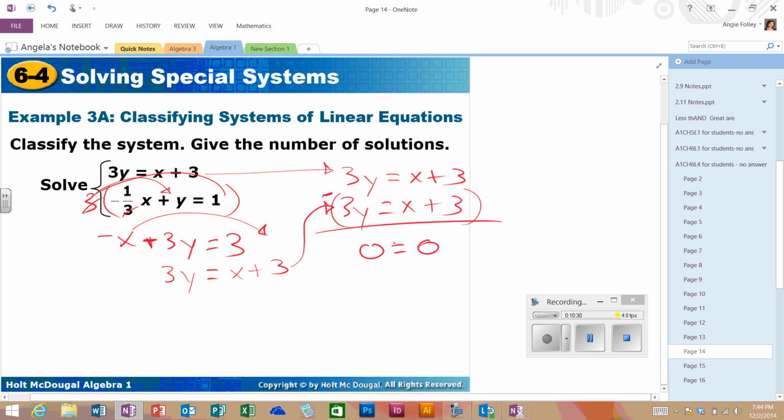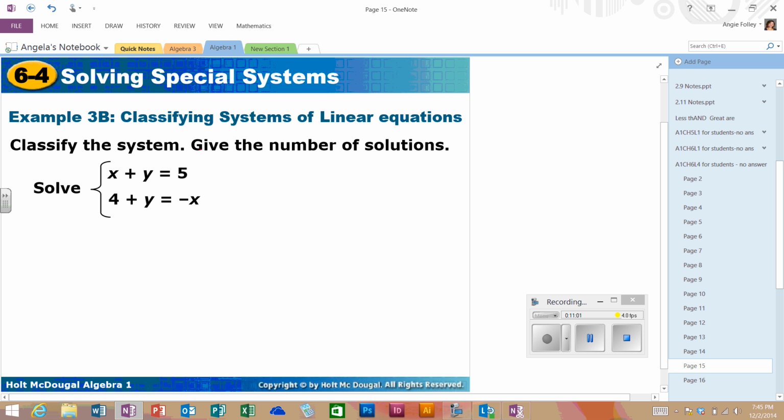So first of all, let's decide what kind of system. Is it consistent or inconsistent? Well, it has infinitely many solutions. So it has infinite solutions. So it is a consistent system. Now, is it independent or dependent? If it's infinite, they're lines on top of each other. They're the same line. So we say that they're dependent because it's the same line, kind of like depending on each other.